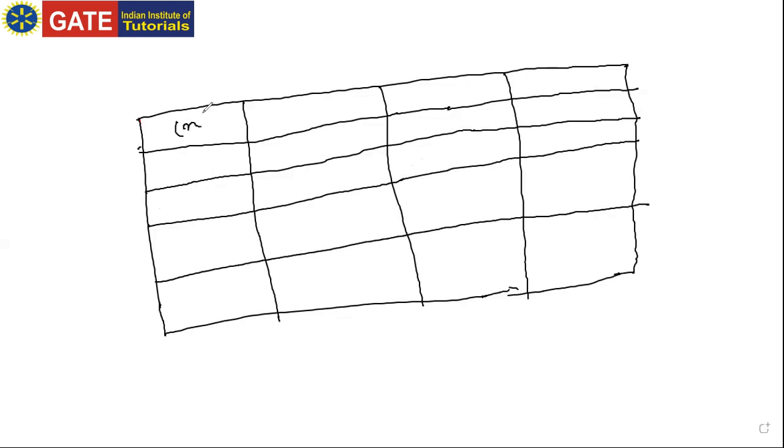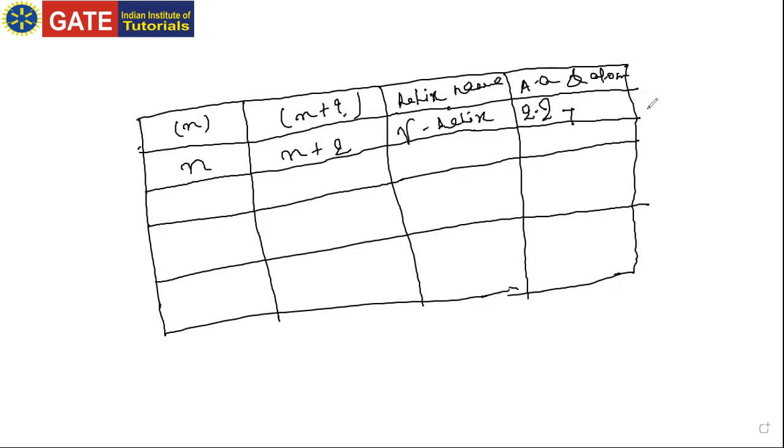Okay, here N plus, it can be 1 to what I have written: helix name, amino acid and atom. Write this: N plus what? Helix name, amino acid and atom. When bond formation is between N and N plus 2, it is called gamma helix. In that, 2.2 amino acids will be there, and 7 atoms.